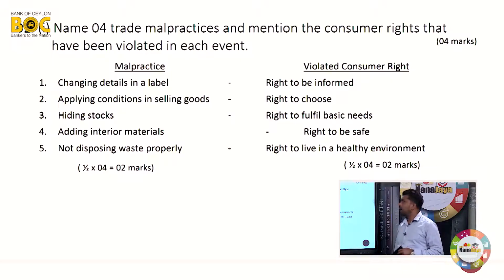Next one is hiding stocks. It creates some artificial shortage. Then consumers may not have the time or the chance to select goods to fulfill their needs and wants, so it violates the right to fulfill basic needs. Adding inferior materials. Sometimes this inferior material may cause damage to their health, so it violates the right to be safe. Next one, not disposing waste properly.